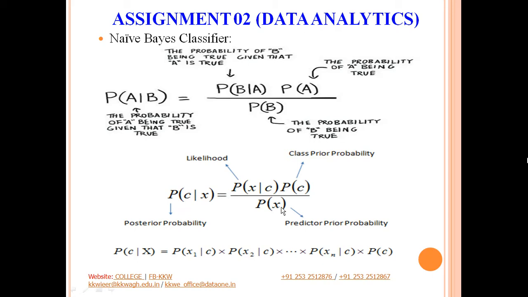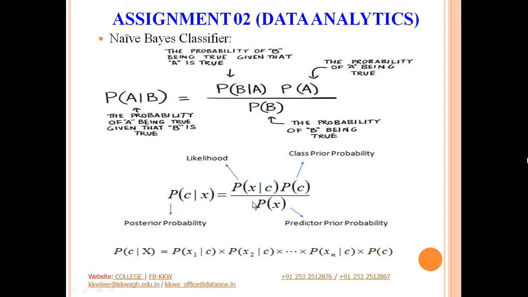Now another terminology of looking at it is this conditional probability, that is P of C given X, which is also called the posterior probability. Then P of X given C is called the likelihood. P of C is called the prior probability, and P of X is called the predictor prior probability, or in some other terminology it is also called evidence.